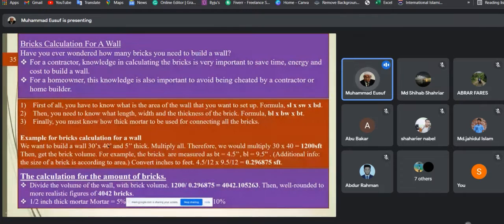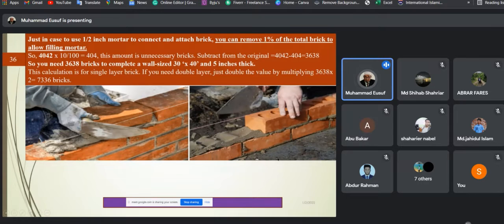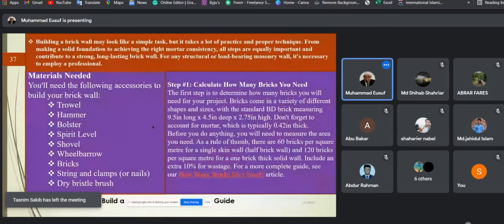And then here I put one calculation, please have a look at it, don't forget it, and how to calculate the number of bricks for your wall. You will get the problem in the exam. Now this is another one I add. For brick we need the following accessories: trowel, hammer, baluster, spirit level. Spirit level is very important to make it level. Shovel, wheelbarrow, brakes, string clamps, and dry whistle brush.